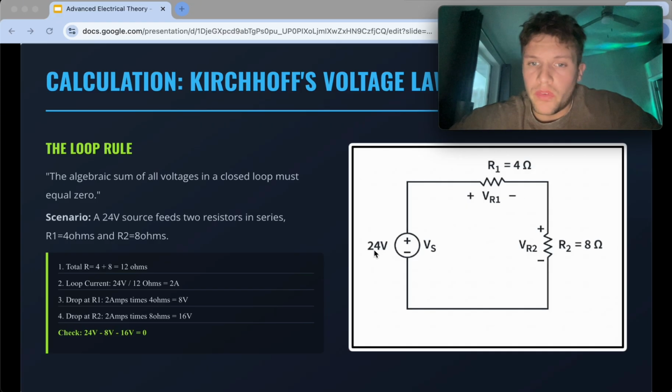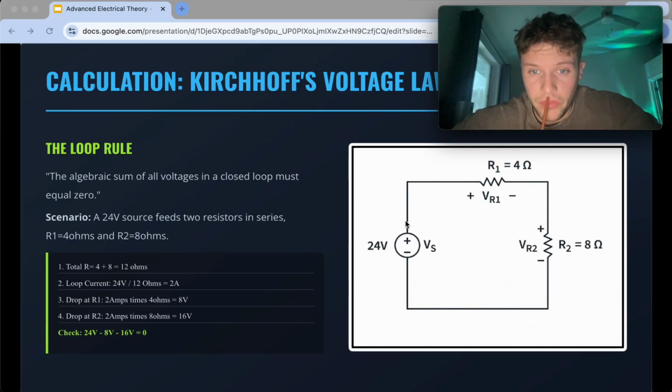And then just using V equals IR, we can do 24 divided by 12 ohms, which is going to give us 2 amps. And then you're going to look at that 2 amps times the 4 ohms using the voltage equals current times resistance equation. And that's going to give you 8 volts across this resistor. So I start at 24, I'm at 16, so I'm going to be looking for a 16 volt drop across this resistor, which I get 2 amps times 8 is going to give me 16.